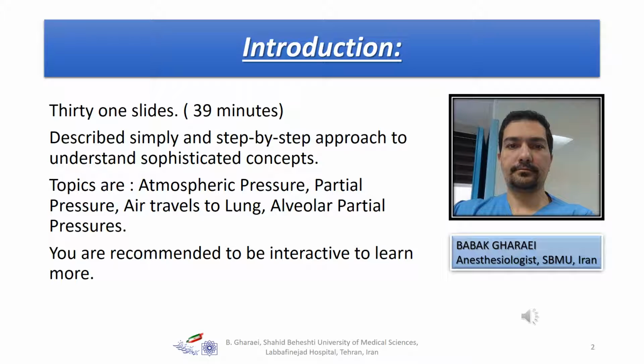During these kinds of slideshows, I really recommend you to be interactive, to learn more. To be interactive, I ask you, when you come to the gray boxes with questions, pause the film at that stage and start thinking and solving the problem yourself. And also, I recommend you to watch this film with your colleagues. In that case, you can have some discussion while watching the film.